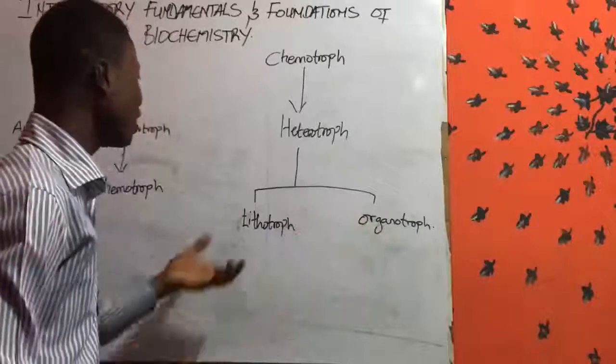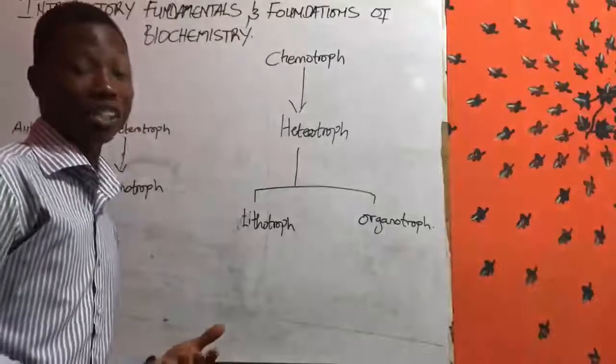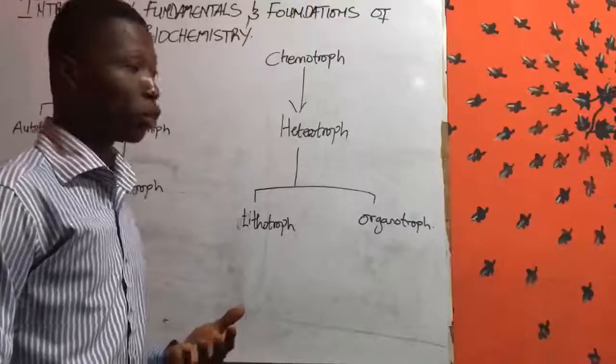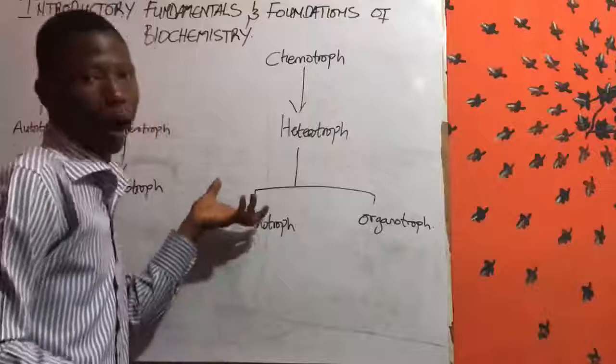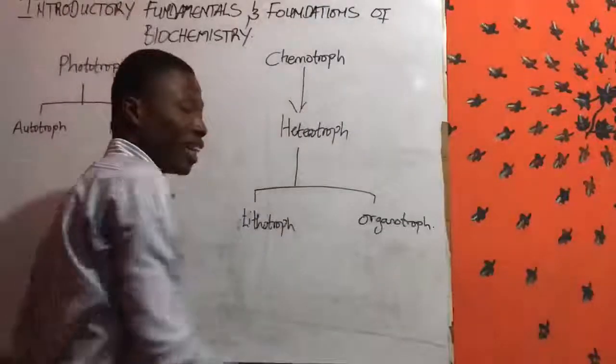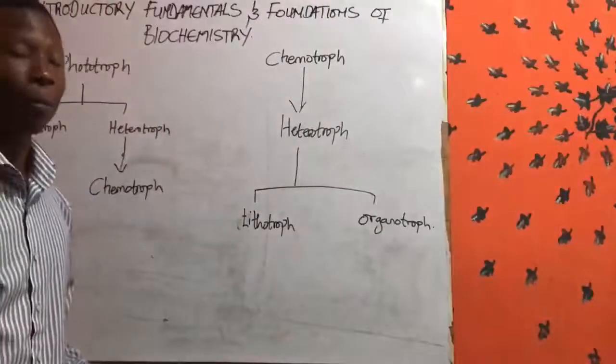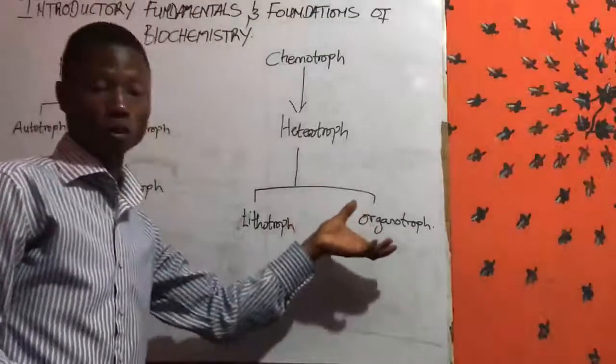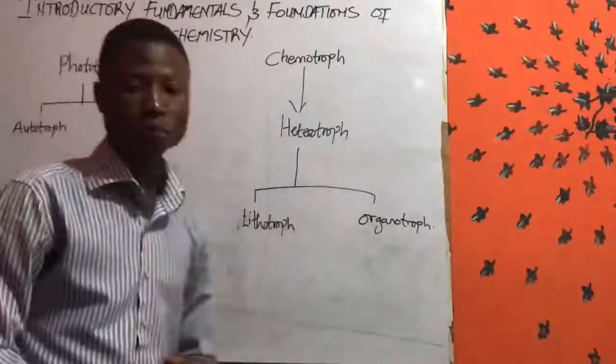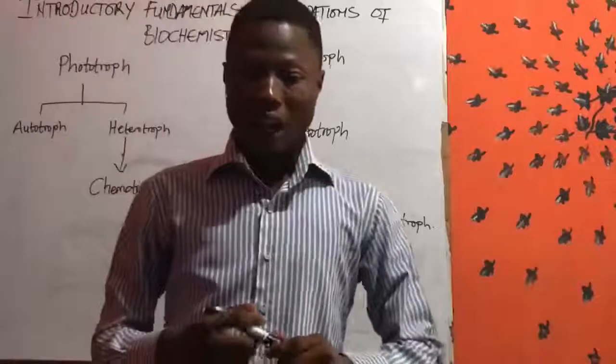When an organism is a lithotroph, it's getting its energy from metabolism of inorganic compounds. But if it's an organotroph, it's getting its energy from metabolism of organic fuel. All right, so let's move on.